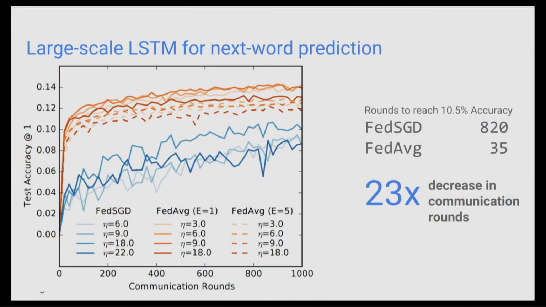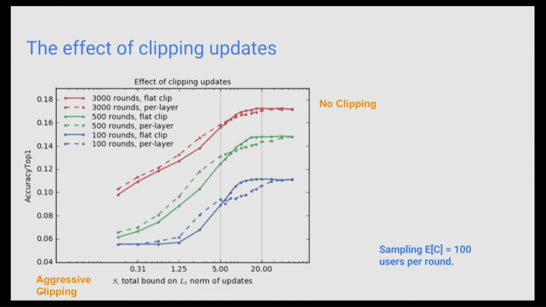Now, I want to go back to this slide where we said we had this huge decrease in communication costs. That means we only had to run this protocol 23 times fewer. This also has privacy ramifications. From a privacy point of view, this means we only need to query the private database, this decentralized data set, say 35 times instead of 800 times. So there's a really nice synergy here: using an algorithm that's more efficient from a communication point of view also ends up being very beneficial from a privacy point of view.